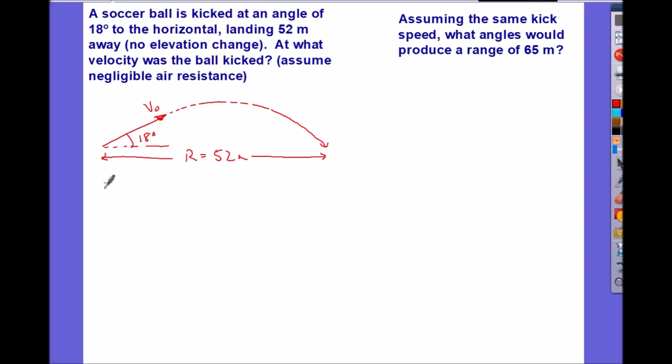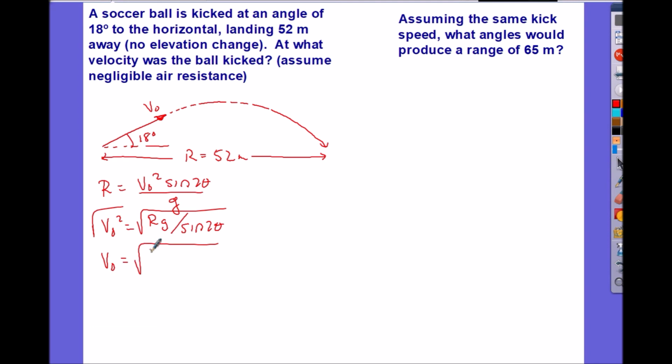Let's start with the level range formula. And I'm looking for v naught, so v naught squared would be equal to R times g divided by the sine of 2 theta. Take the square root, and we get that v naught is very simply computed. It has 52 meters multiplied by 9.8 meters per second squared, divided by the sine of twice that angle.